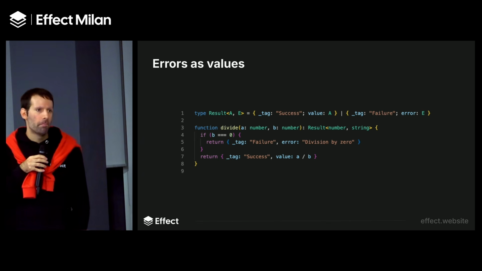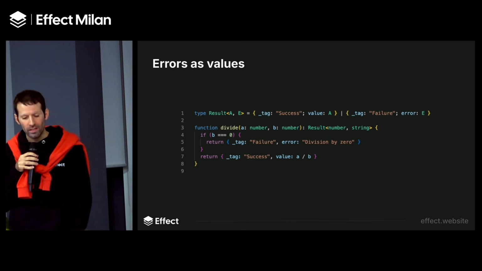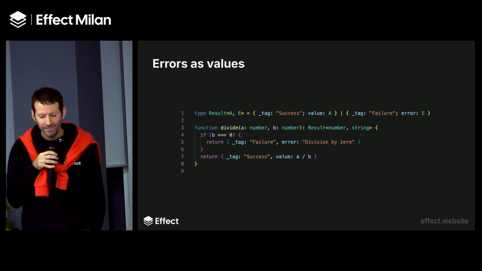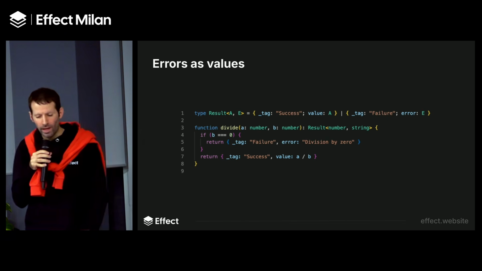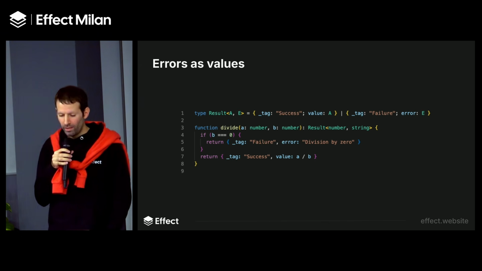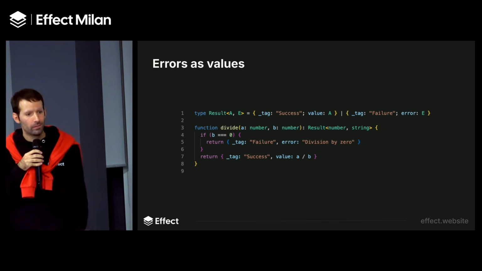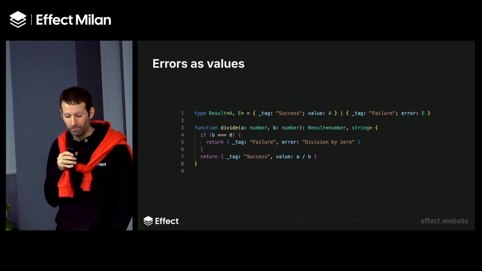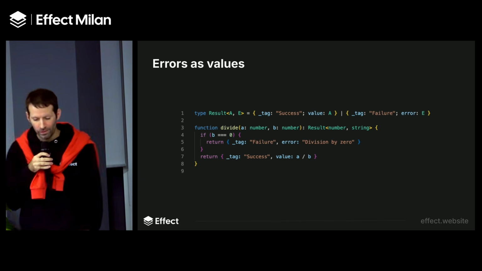And having them part of our function result means that now they are first-class citizens in our type system, exactly like the success case. And when that happens, that means that the compiler can track them. And so let's try to apply this pattern.